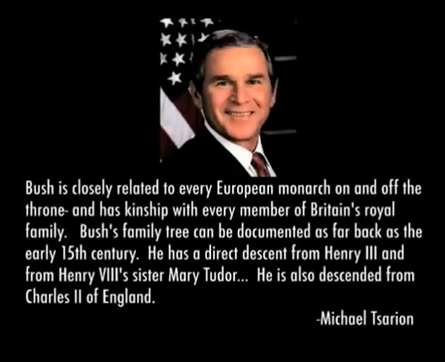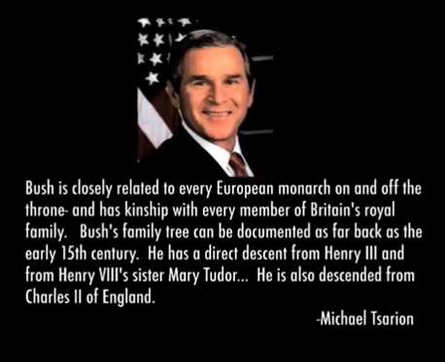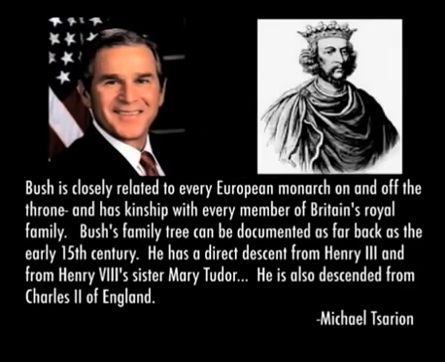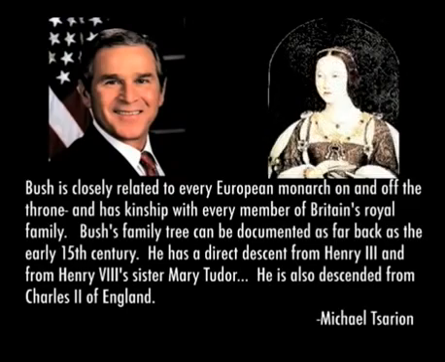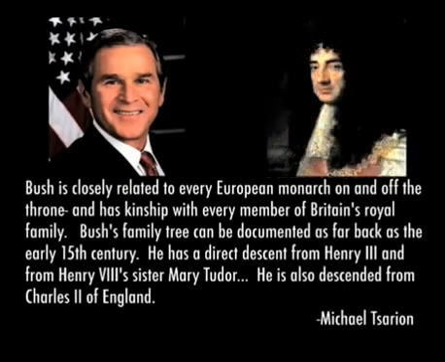Michael Tsarion points out in his work that Bush is closely related to every European monarch on and off the throne, and has kinship with every member of Britain's royal family. Bush's family tree can be documented as far back as the early 15th century. He has a direct descent from Henry III and from Henry VIII's sister Mary Tudor. He is also descended from Charles II of England.